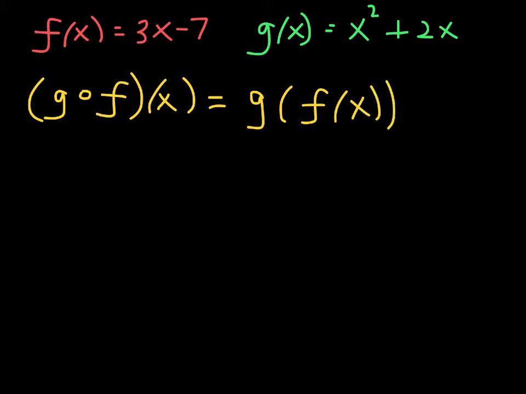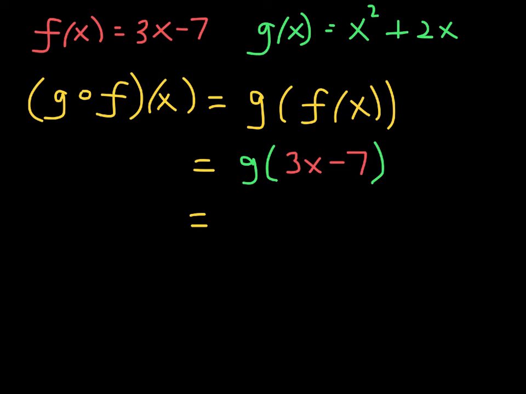All right, so here we go. So then this will be g of, now what you're going to see me do is replace f of x with what it's equal to. Now f of x is the same thing as 3x minus 7. All right, cool. So this notation says substitute 3x minus 7 into function g and simplify.